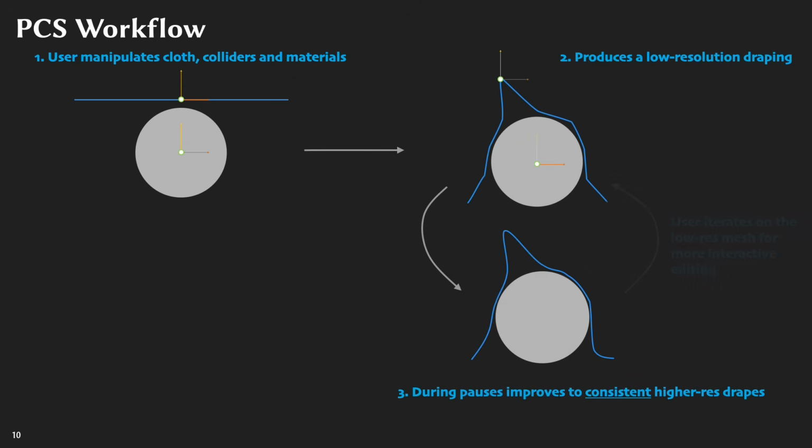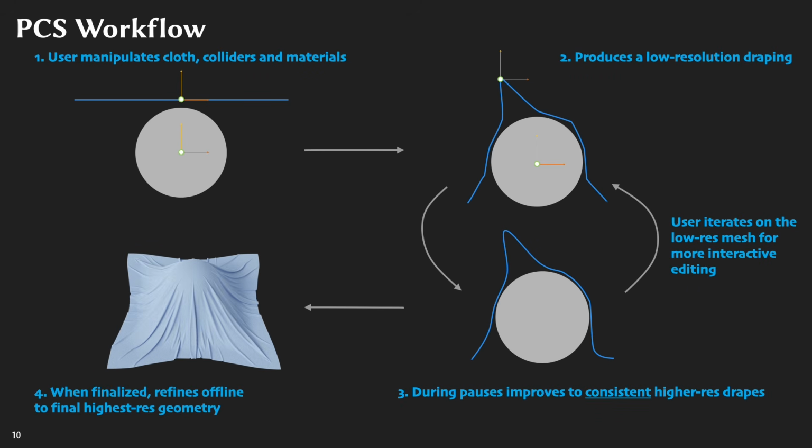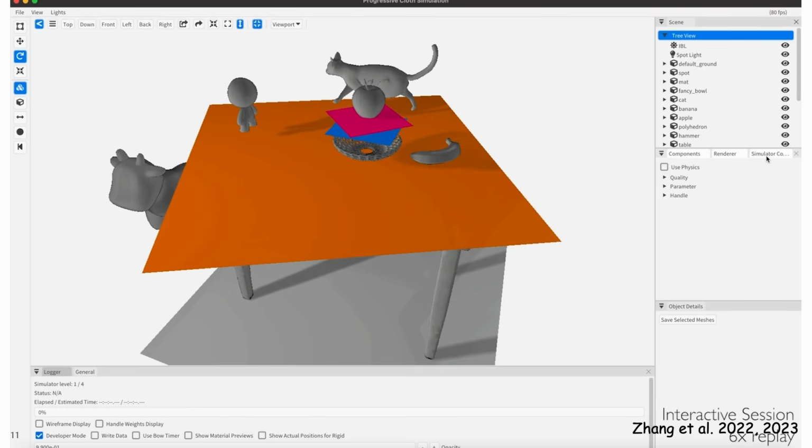During the process, our solver automatically improves to consistently high-res drapes while the user iterates on the low-res mesh for more interactive editing. Finally, when the user is satisfied with their design, it refines offline to the final highest-res geometry.